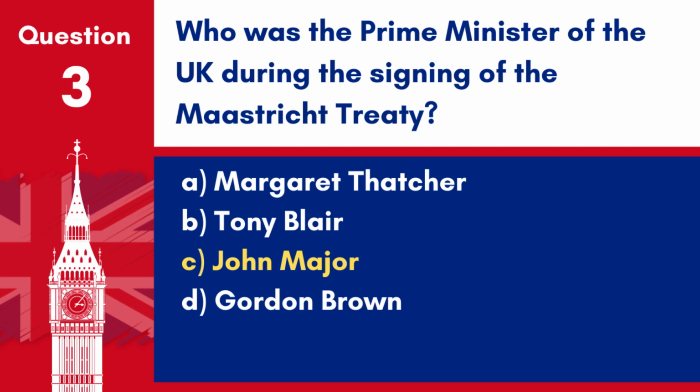Answer. C. John Major. John Major was the Prime Minister of the UK during the signing of the Maastricht Treaty in 1992, which led to the creation of the European Union.